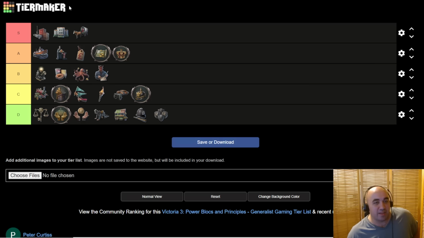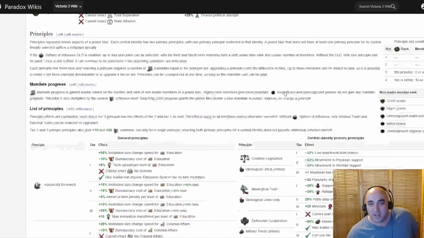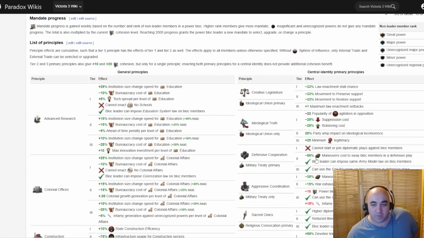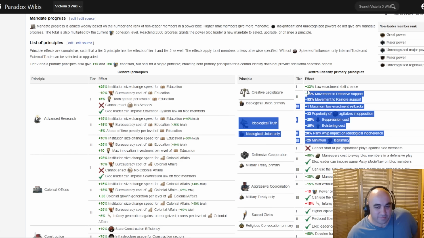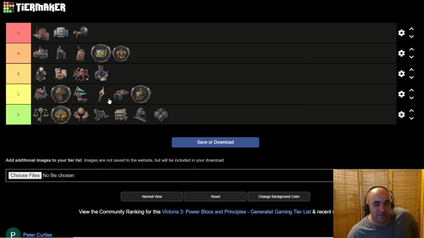Next up, we have the ideological. Let me just check. Ideological truth, which overall is not going to be that good. Same with creative legislature. They kind of just both help you pass laws. They're not too much to write home about. In particular, they're not really doing anything crazy good. And so we're just going to kind of, yep.